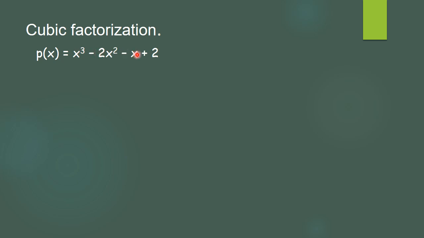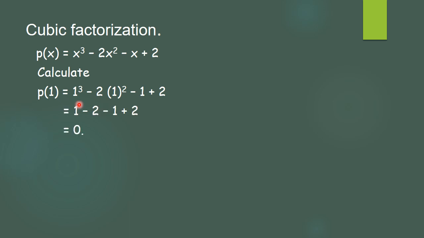We have already studied how to find the factors of a quadratic polynomial. Now, for this, first we will check whether x minus 1 or x plus 1 is a factor of the given cubic. For that, first we will calculate p of 1. p of 1 means replace x by 1. When we calculate, we get 0.